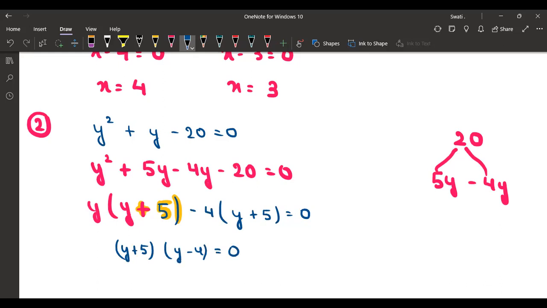Again, using the same technique, if the product of two terms is zero, that means either of the terms will be 0. So y plus 5 is equal to 0, or y minus 4 is equal to 0. So this will become y equals 0 minus 5, that is minus 5, and here y is equal to 0 plus 4, that is 4. So that is why this is the answer.